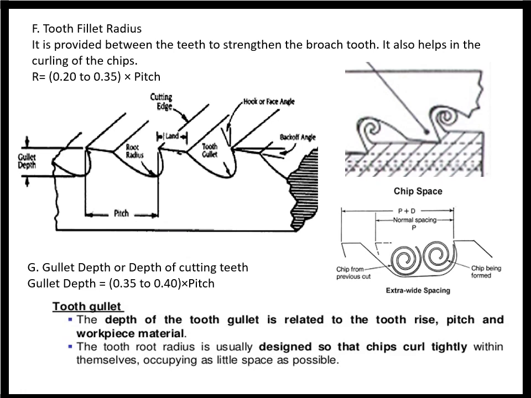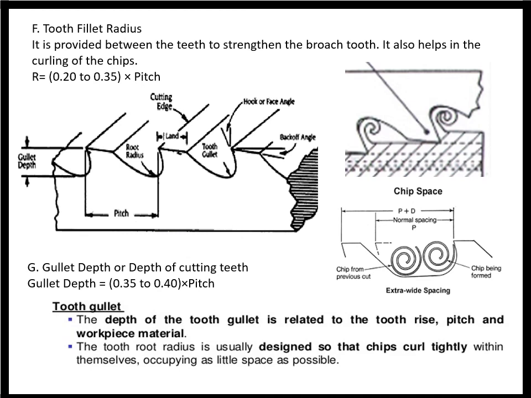Now, while designing the broach tool, two parameters need to be fixed: the tooth fillet radius, and the tooth gullet, that is the gullet depth. Now you see both the figures identify the gullet space, and there is a fillet radius provided in the gullet space. Now this radius is very critical in order to facilitate the chip to curl like a watch spring, and it is discharged during the return stroke of the tool.